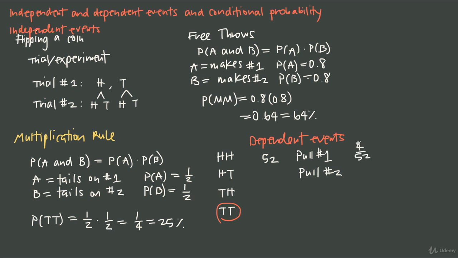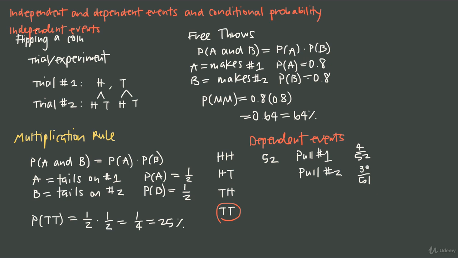Now let's say I don't put that first card back. I keep it in my hand. I want to pull another card from the deck, and I want that card to also be a king. Well, the probability of getting a king on the second pull is not 4 out of 52, because of 2 things. There are no longer 52 cards in the deck. There are only 51. And there are no longer 4 kings. There are only 3 kings. So the probability of pulling a king on the second draw isn't 4 out of 52. Now it's 3 out of 51.